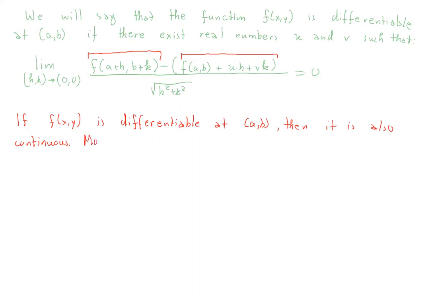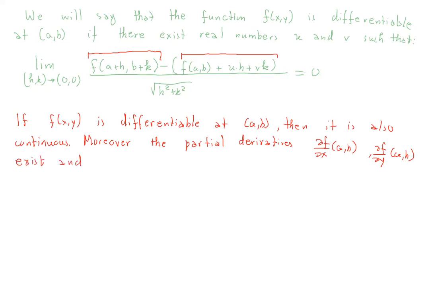And moreover, the partial derivatives, partial of f with respect to x at AB and partial of f with respect to y at AB exist. And can you guess what they are? u is none other than the partial derivative, meaning the coefficient of h in that linear expression is the partial derivative with respect to x of f at AB, and v is the partial derivative with respect to y at AB.